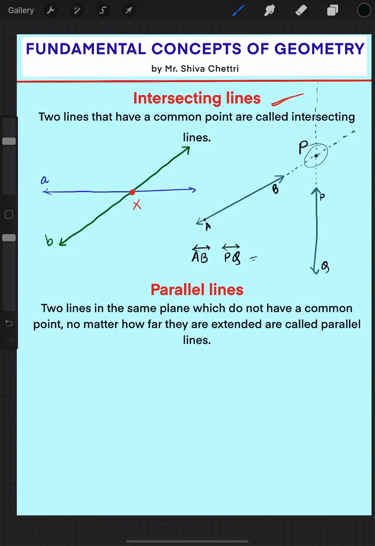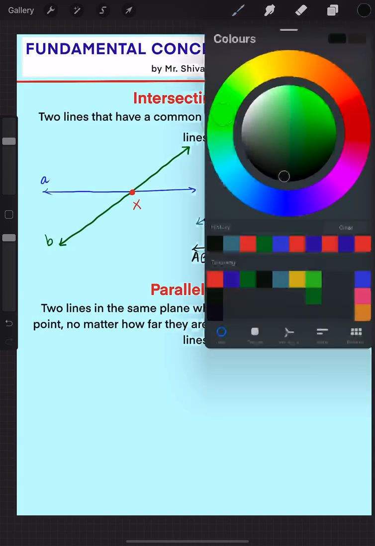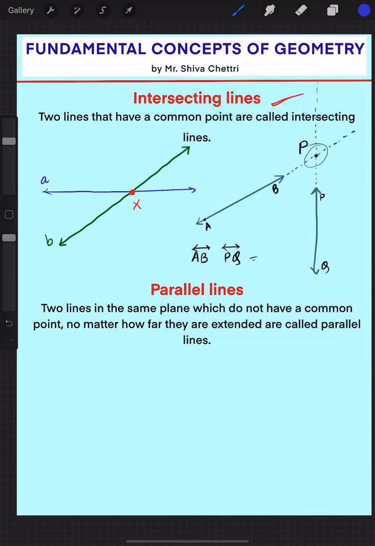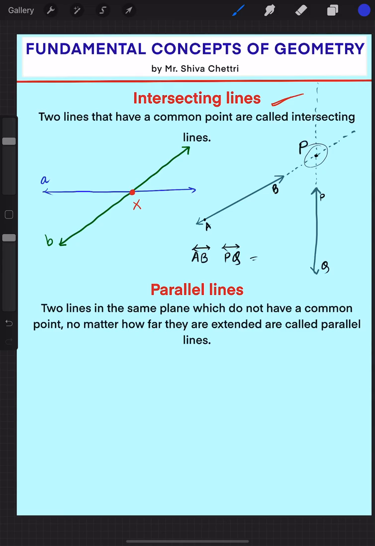Whereas parallel lines are those lines which do not cross each other. Instead, they never cross each other. So how does it look like? Two lines in the same plane which do not have any common point, no matter how far they are extended, are called parallel lines. So even if you keep on extending, it will not meet at any point.